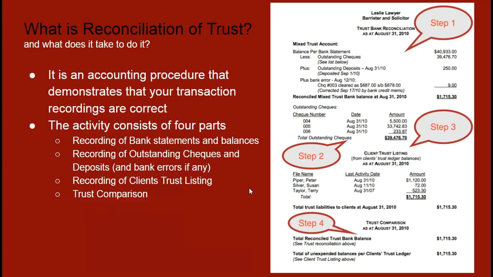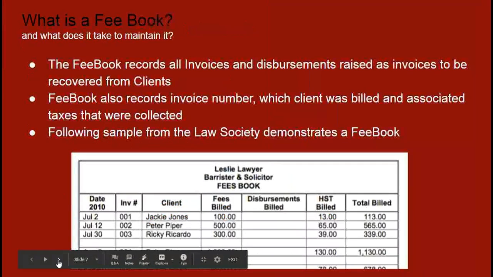One differentiator between the trust and the general, of course, is that in the general, you would not have the client's trust listing. You would still have the balance per bank statement. You would have any outstanding checks or deposits, and then you would have a final summary comparing the outstanding as per the bank from your general account and what your general ledger says. So this would just read client's general ledger. Okay?